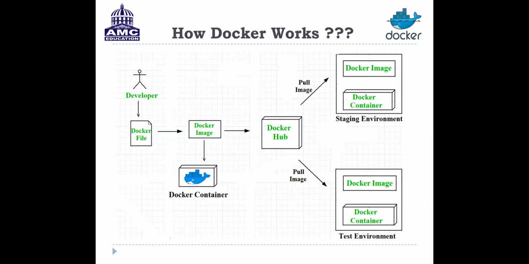Now, the next part you can see there will be two environments. One is your testing environment, and one is your staging environment. You can add any number of environments as you want. Now from your Docker Hub, you have to pull the images into the testing environment or the staging environment. And inside your testing environment, again you will have your Docker image and the Docker containers.